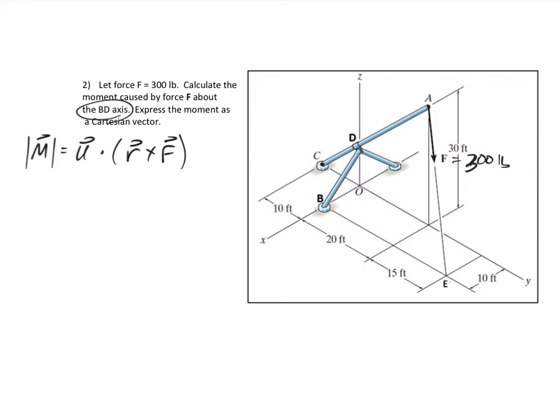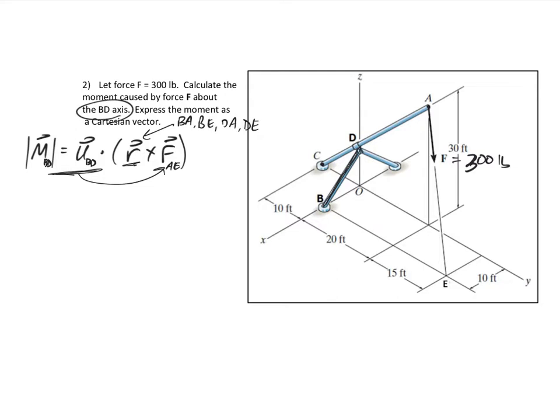So for the moment about the axis I'm interested in, axis BD, the U is the unit vector of axis BD, and the R connects the BD axis to F. In this case F goes from A to E. So I have 4 different options for my R. I could have the R go from B to A, B to E, D to A, or D to E. Anywhere on this BD axis to anywhere on the line of action of the force.